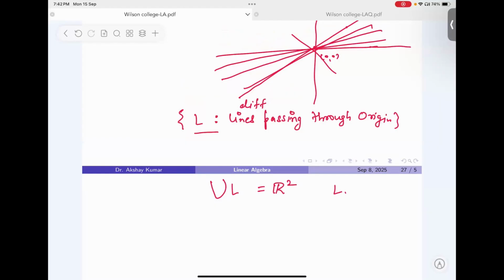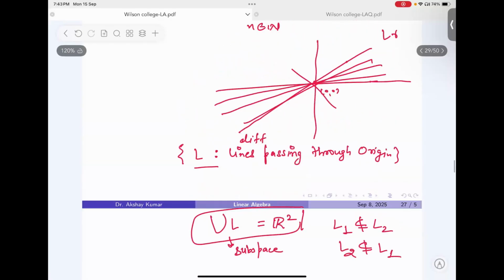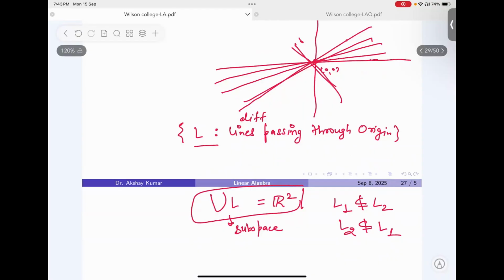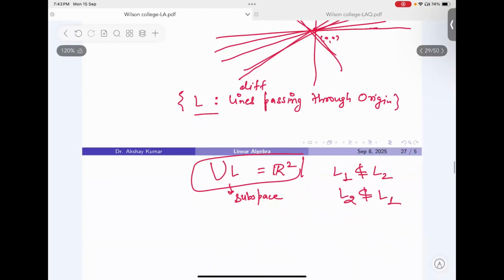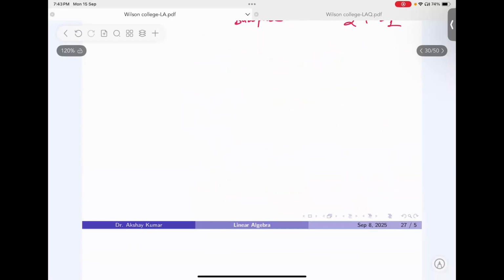But if you take two different lines, L1 and L2, L1 is not contained in L2 and L2 is not contained in L1, and still this union is R2 and it forms a subspace. Definitely it is not a countable collection, but for an infinite union we can take this example. So for the infinite case we cannot say anything. Okay, now let's move to spanning and linear combinations.